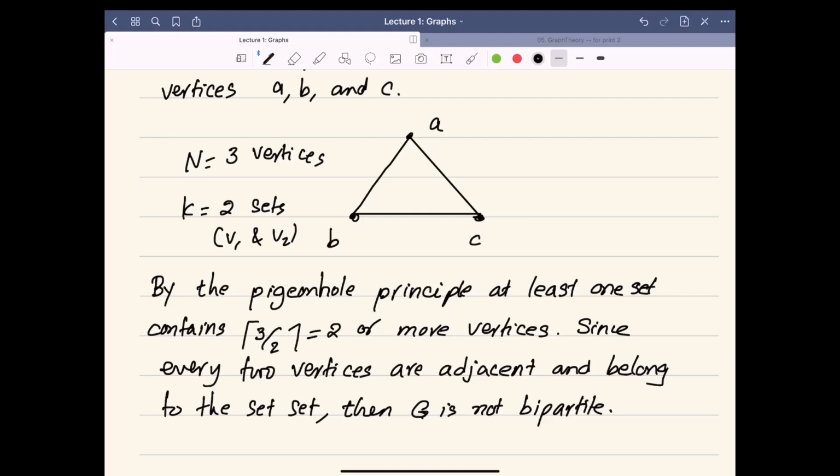Another way to prove it is, instead of the pigeonhole principle, you can use coloring. So you say that since A and B are adjacent, we will label A green and we will label B red. Now for the third vertex, which color should we label it? If we label it green, then it will have a conflict with A, and if we label it red, then it will have a conflict with B, and in both cases it will violate the definition for bipartite graph, and the graph is not bipartite.